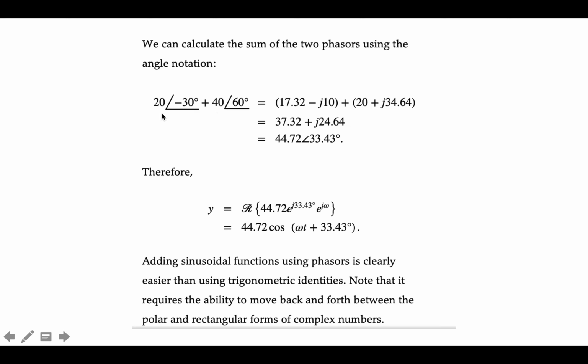So how you get from 20 angle minus 30 to this expression 17.32 minus j10: you took 20 times the cosine of minus 30, that's 17.32. You took 20 times the sine of minus 30, that's 10. You multiply that by j because this term is minus j sine of theta. And then you do the same to the 40 angle 60. The real parts add, the imaginary parts add algebraically. You're left with a complex number in rectangular form, and then you just back convert that to polar form.